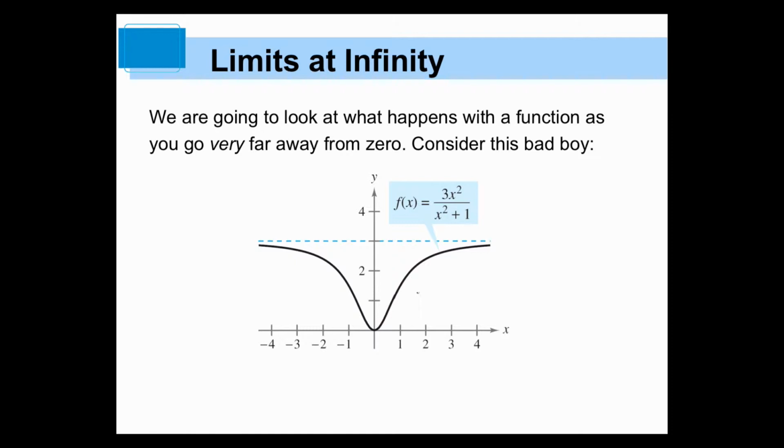But now we want to see what happens when we go very far to the right. What y value is the function going to approach? 3. Are we all good on that? What if I go very far to the left? 3. So in essence, all we need to do is find the horizontal asymptote, and the horizontal asymptote will represent the limit that we're looking for when we go very far away from the origin. Okay? Easy?